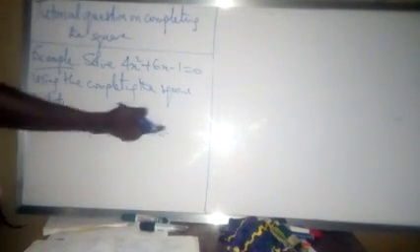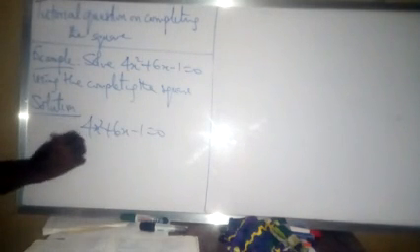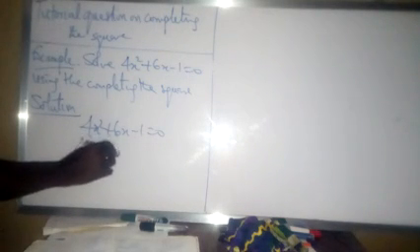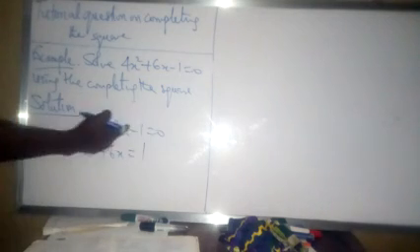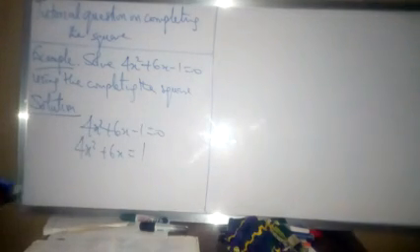First of all, let us take the constant term to the other side. So we have 4x squared plus 6x equals 1. By the time minus 1 gets here, it becomes plus 1. Having done that, let's now divide through by 4. That will give us what?